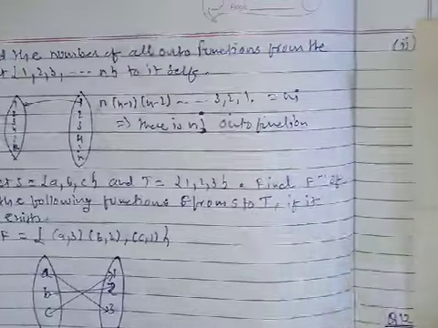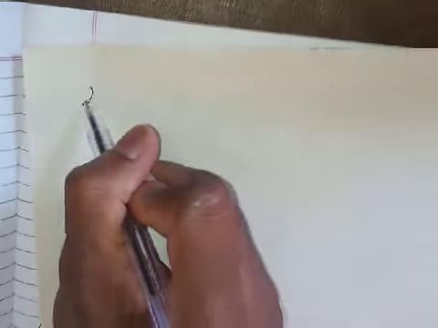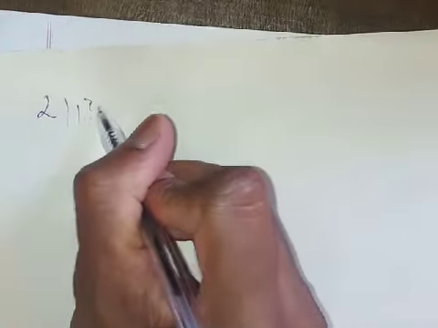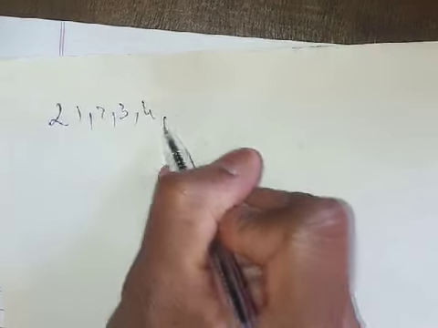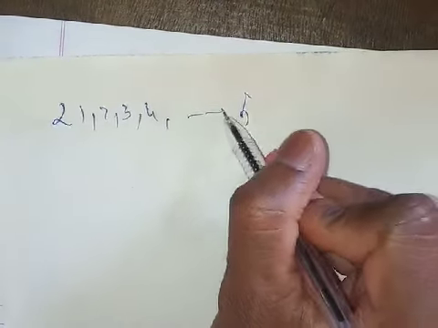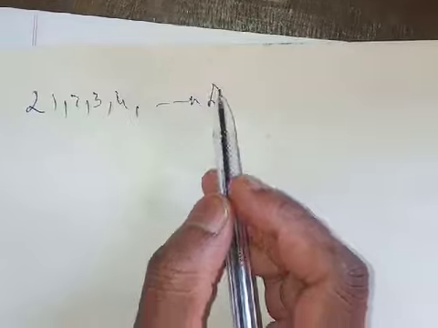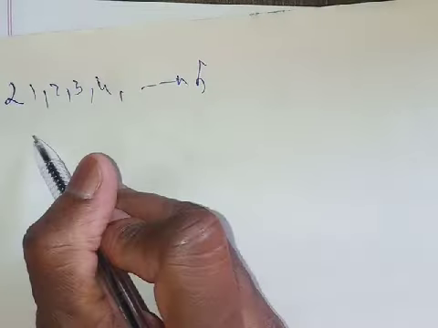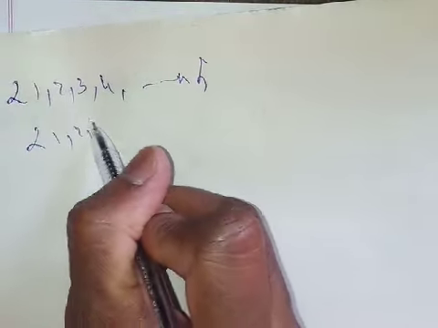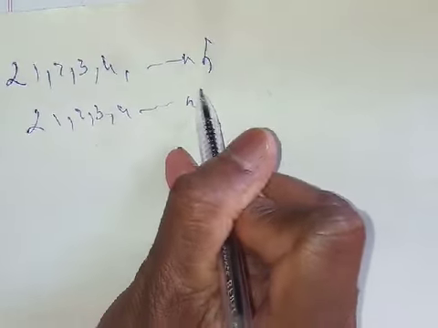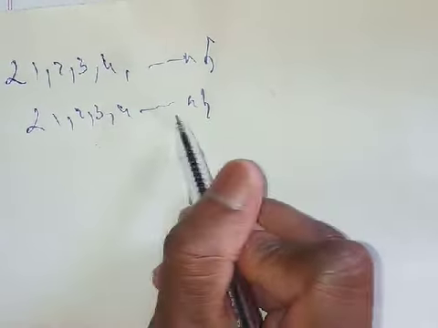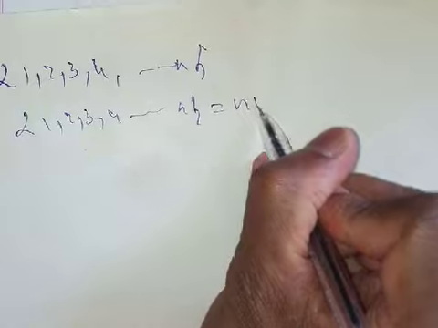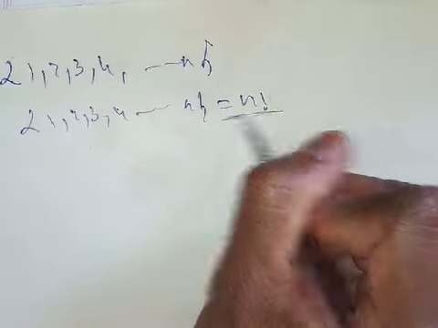Another method is that suppose you take set A as 1, 2, 3, 4 up to n and map it to itself. Understand? To itself. So what will be there? It will be the same, 1, 2, 3, 4 up to n. When you talk about 1, 2, 3, 4 up to n, it is also known as n factorial. Is it clear?